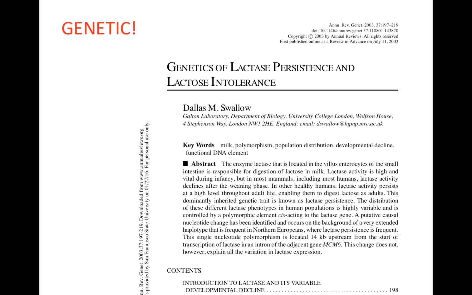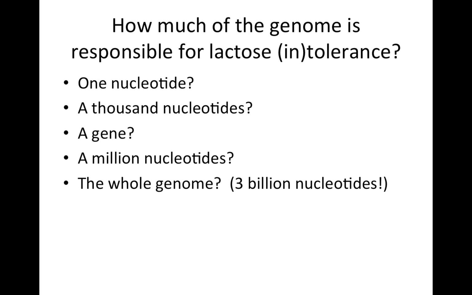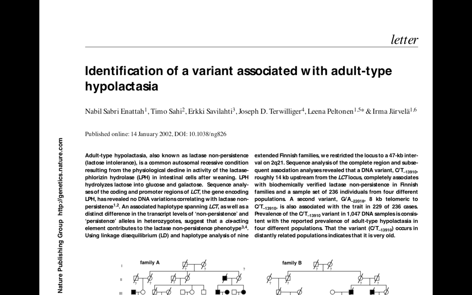We talked about whether this is genetic or environmental, and I said that scientists have worked out that differences between lactose intolerant and lactose tolerant individuals mostly have to do with genetics. Then we talked about how much of the genome is responsible for lactose intolerance, and then I gave it away. I told you that other scientists have found that it seems like a single nucleotide mostly distinguishes lactose tolerant and lactose intolerant individuals.